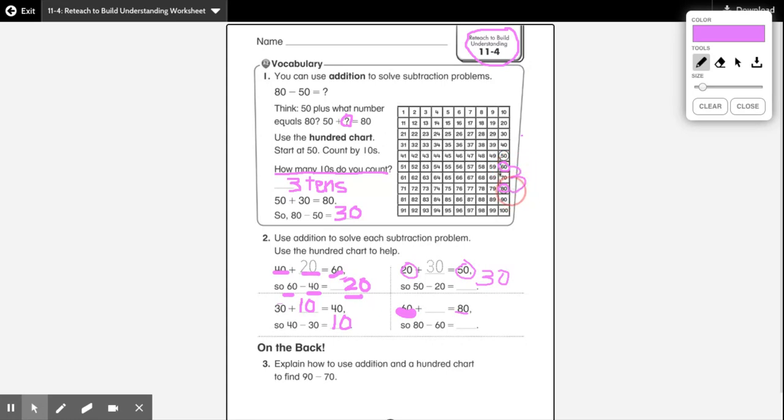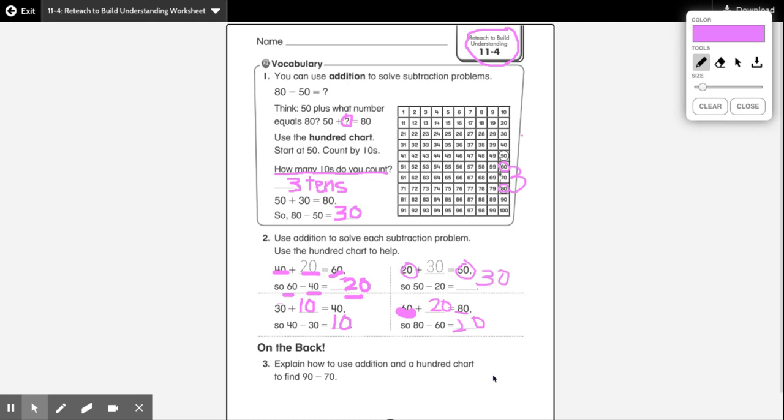So here's 80. Okay, so how many tens is it going to take us to get to 80? Let's see. 1 10, 2 tens, and that makes 20. 2 tens equals 20. So 60 plus 20 equals 80, which means 80 minus 60 equals 20. Okay, so now if you got both of those answers correct, then you can go ahead and give yourself a smiley face or a star.